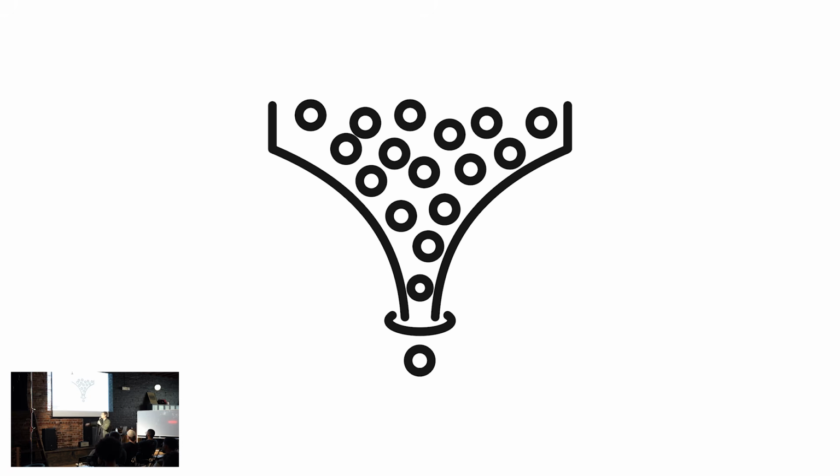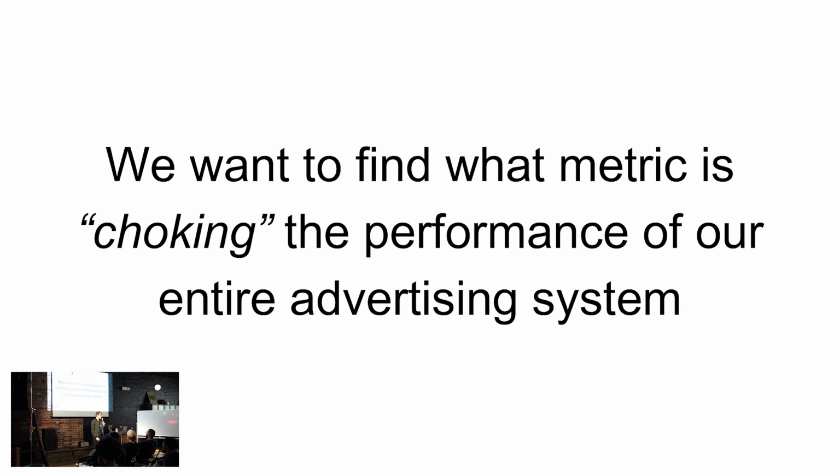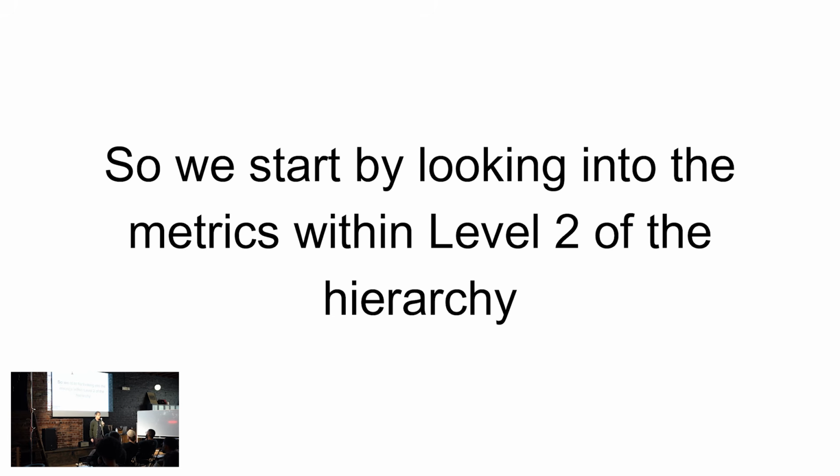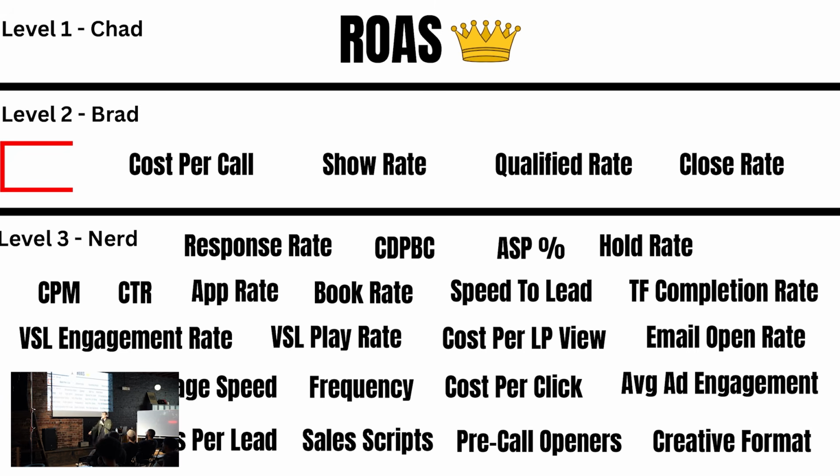That's a bottleneck, right? So we want to find what is causing the choke point there. We want to find, basically, what is choking the performance of our entire advertising system. So we start by looking into the metrics within level 2 of the hierarchy, which is here, right? If our cost per call is fucked, that can impact ROAS. If show rate's fucked, that can impact ROAS. Qualified rate, close rate, that can impact ROAS.